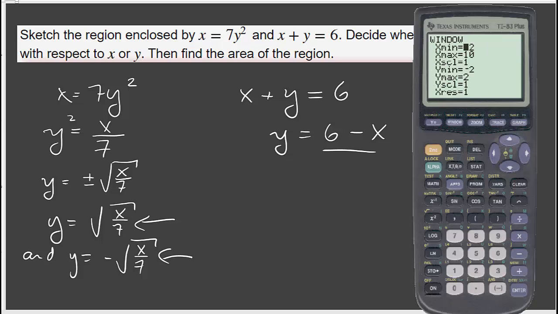The next thing we want to see is that we have a window that's going to allow us to see the graphs of both of these. So here you can see I've set my window for x to run between -2 and 10 and y to run between -2 and 2. But for different examples, you may need to play around a little bit with those values in order to get the graph. Next, we hit graph and we see the graphs of these two functions. So what we see here is that x equals 7y squared is a sideways parabola, and x plus y equals 6 is a line.